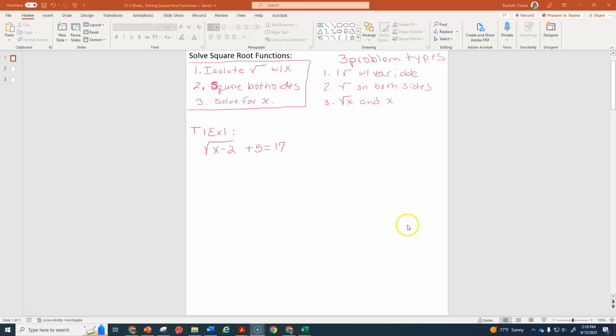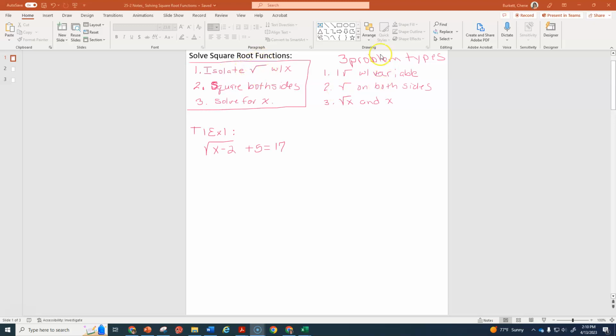In this lesson, we are going to be solving square root functions. The steps for solving square root functions are pretty much the same as they've been for solving anything, with the exception of how you undo something. So step number one is going to be to isolate the radical.